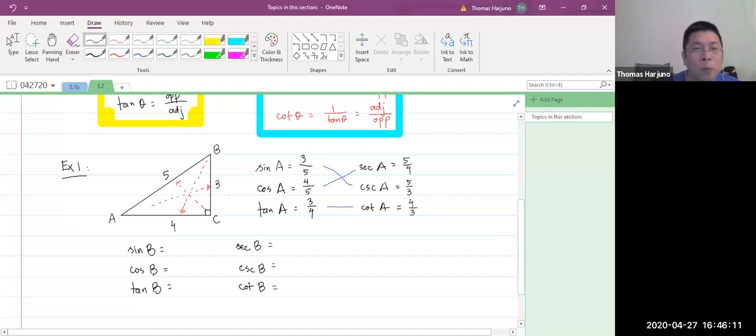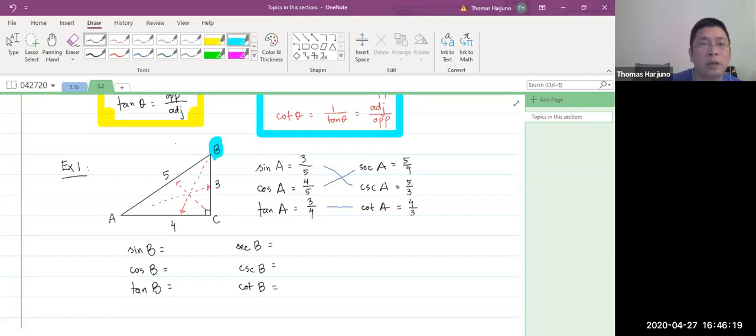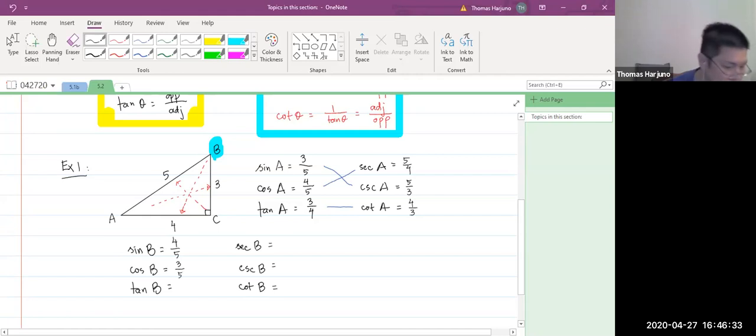So if the point of view is angle B, then the opposite will be 4, and the hypotenuse is 5. For cosine B, that's the adjacent, which is 3 over hypotenuse 5. Tangent B is opposite over adjacent.